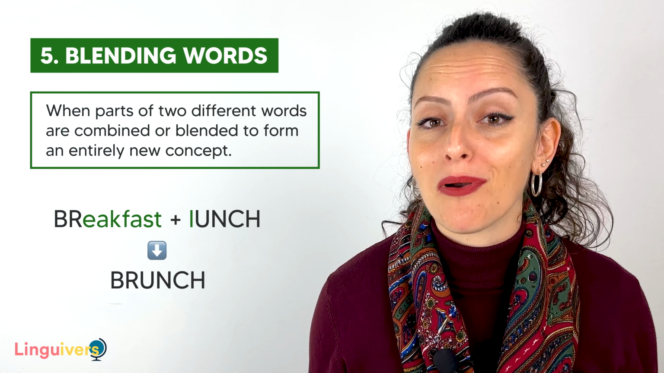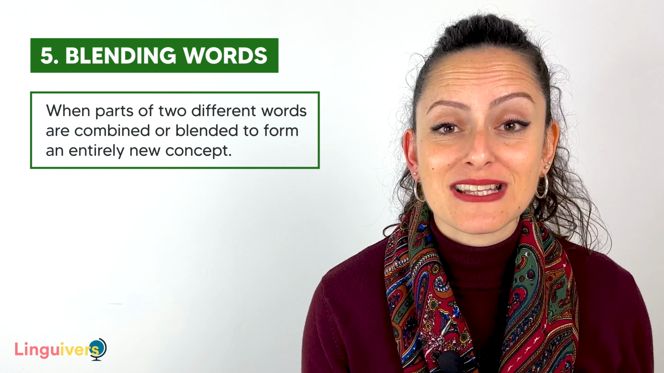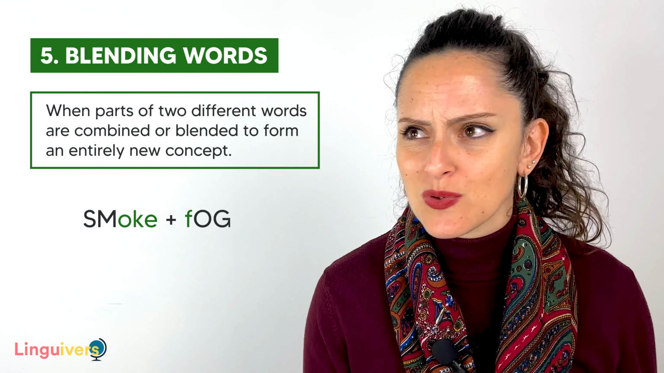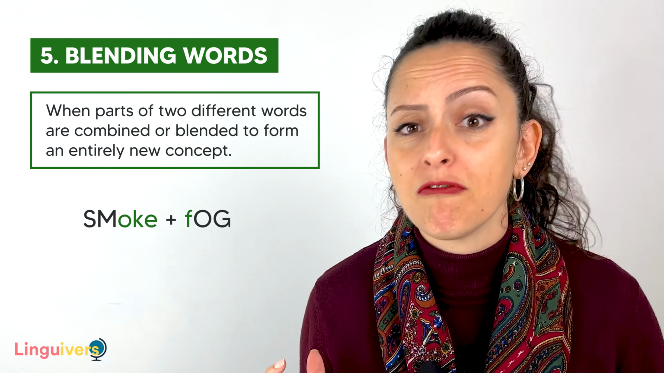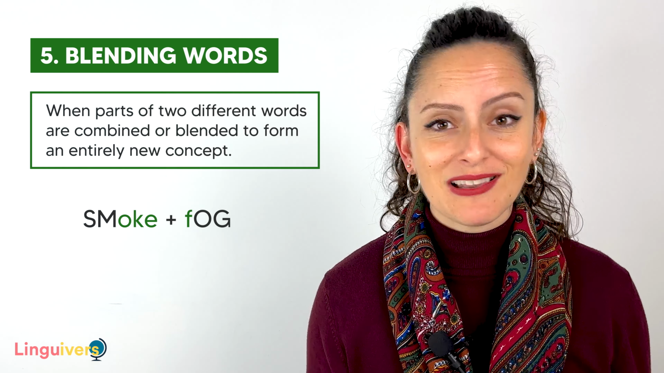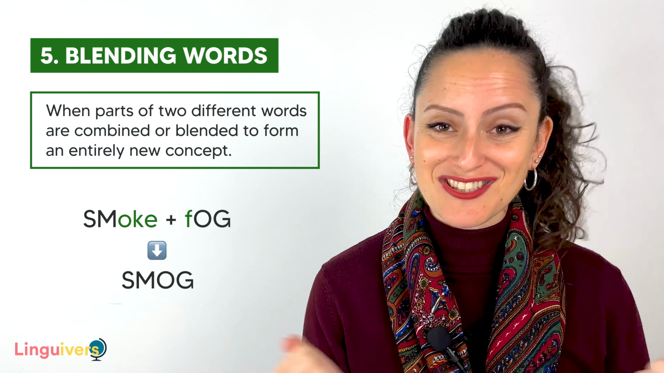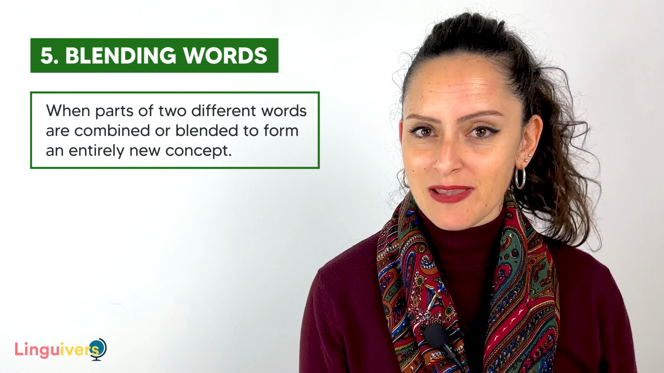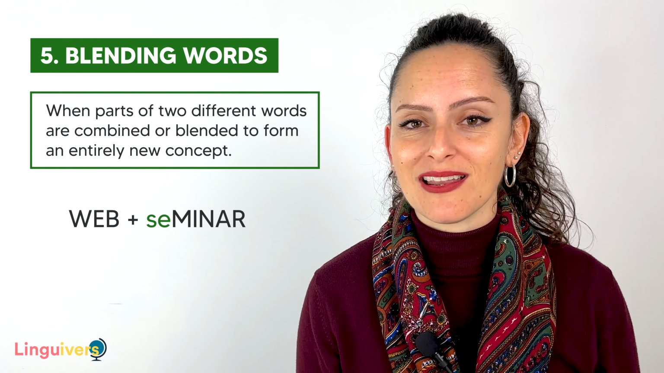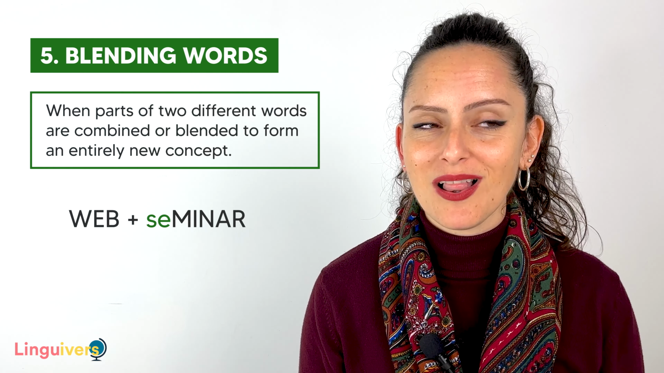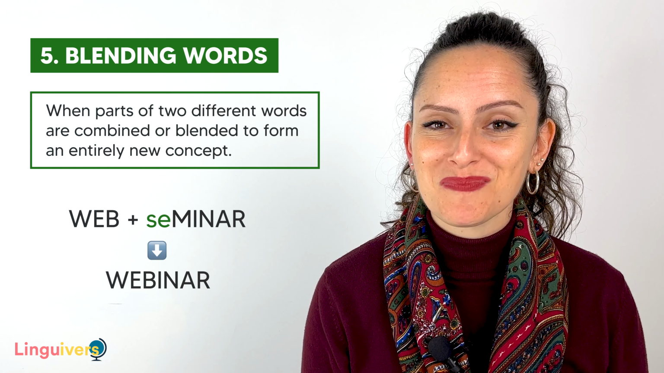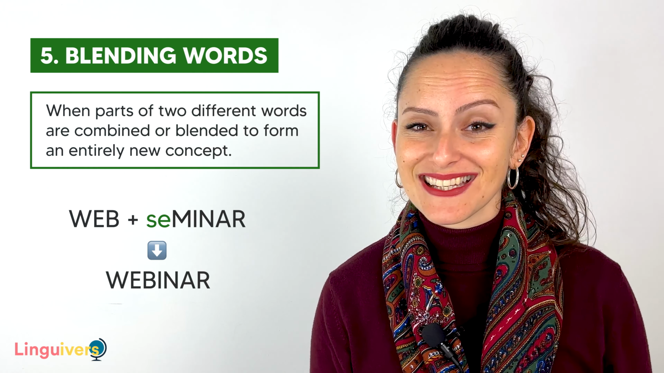Let's go and have brunch together. Another example is what you can experience when you are in a city and you can have that mix of smoke and fog. Well, that is called smog. Again, we get two concepts, we've clipped them and blended them into a new concept. The same when you go to the web, when you go online, because you have a seminar. Well, that is a new concept in education today, and this is a webinar. Amazing technique, isn't it? Now it's your turn to practice.